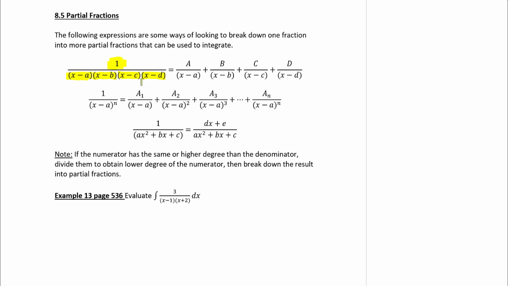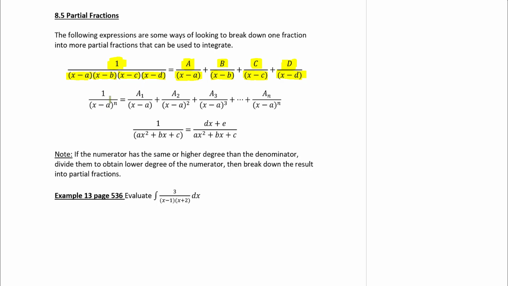Well, in order to break it down, we will copy the denominator, and then at the top we would write 1 power less, which means just a constant. So a constant over x minus a plus a constant over x minus b plus a constant over x minus c, a constant over x minus d, and we would go on depending on how many factors we have.